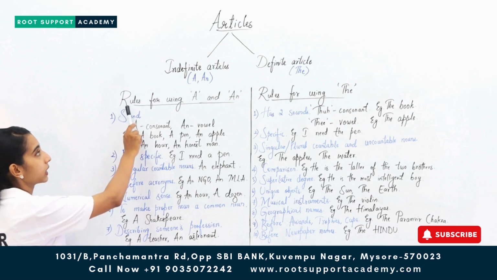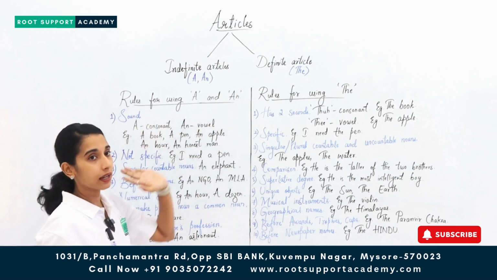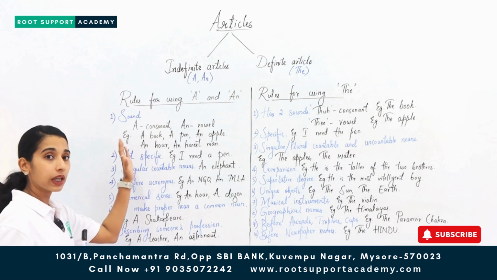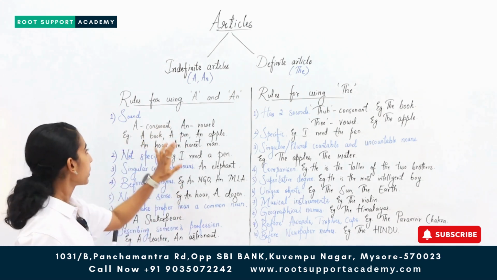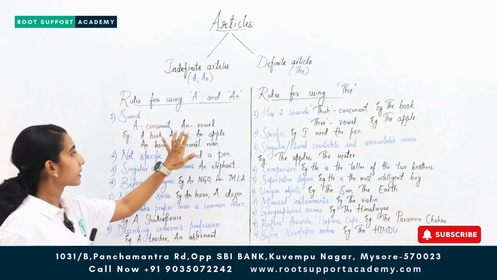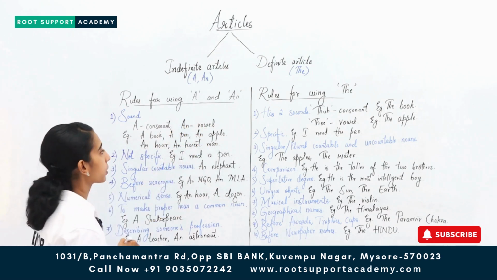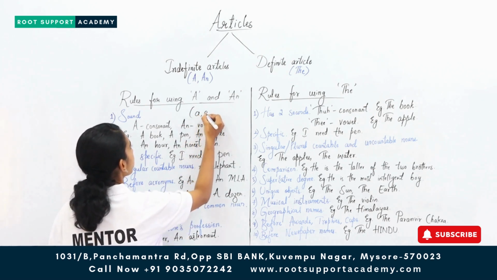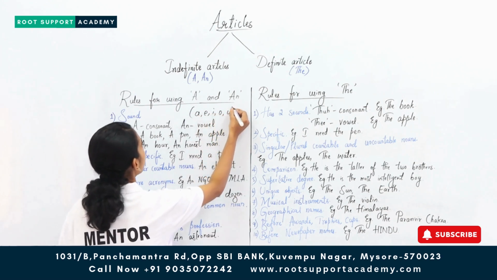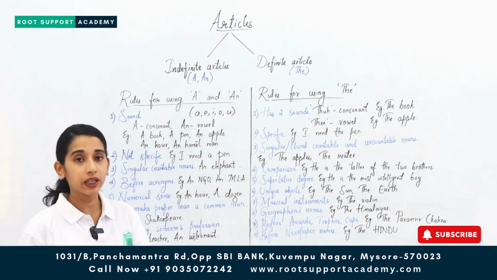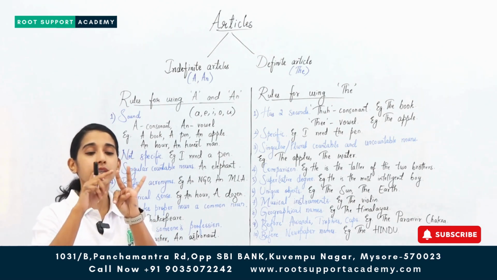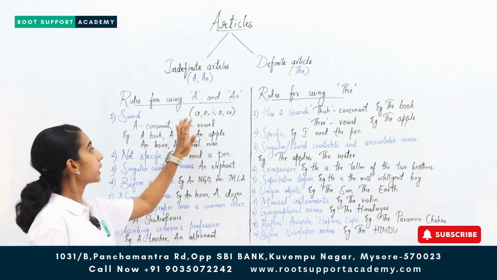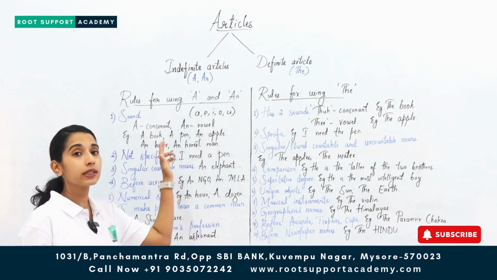Let's start learning rules for using a and an. First is about the sound. Where do we use a and where do we use an? A is used before consonants, an is used before vowels. We know in English there are 5 vowels: A, E, I, O, U. So whenever we have a word starting with these vowels, before that we use an.